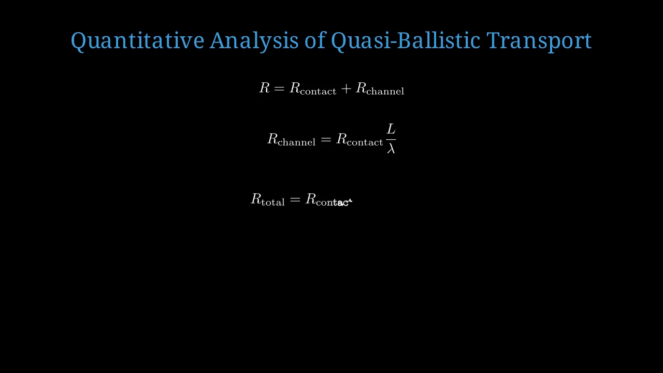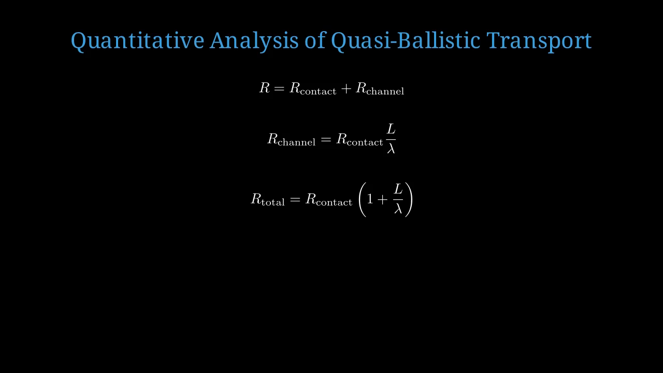Let's do some quantitative analysis of quasi-ballistic transport. This is the intermediate regime where L is comparable to lambda. The total resistance can be split into two contributions, the contact resistance plus the channel resistance. In the quasi-ballistic regime, the channel resistance is approximately R contact times L over lambda. This is a useful interpolation formula. So the total resistance is R contact times the quantity 1 plus L over lambda.